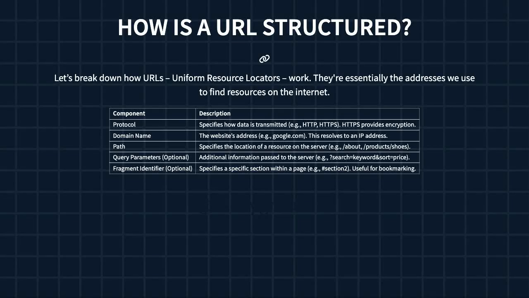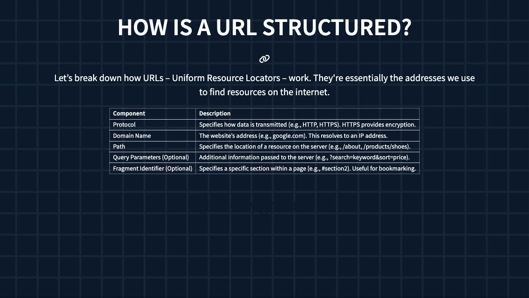Okay, so URLs, think of them as addresses for websites. They have several parts working together to lead you exactly where you need to go. First up is the protocol, which tells your browser how to talk to the server, usually HTTP or its secure version, HTTPS. Then comes the domain name, that's the recognizable website address like google.com. Next is the path, which indicates the specific page or resource on that site, like about our product.